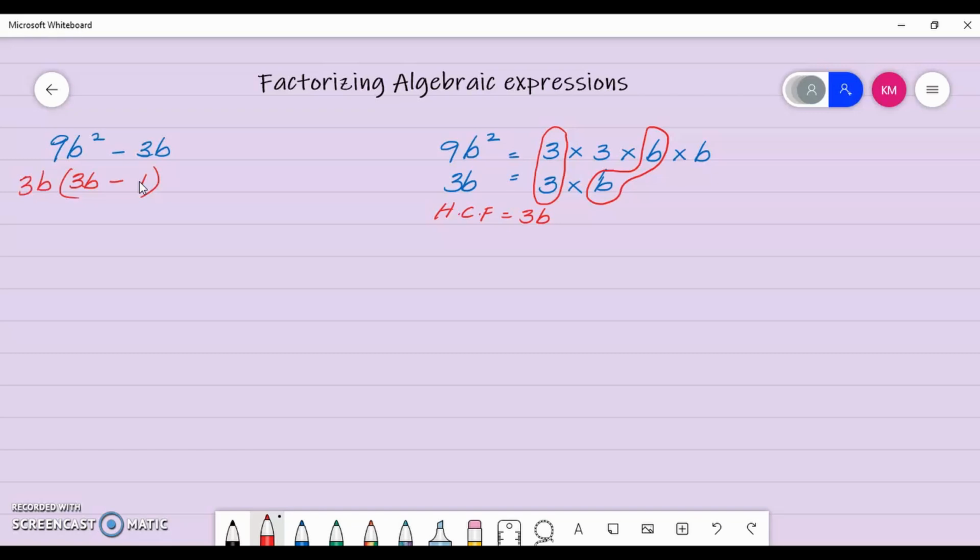Let's see if this factorized expression gives us back our expression. 3b multiplied by 3b gives 9b squared, and 3b multiplied by 1 gives 3b, and my sign is subtract. So yes, I did get back that original expression. So my factorized expression is 3b multiplied by 3b take away 1.